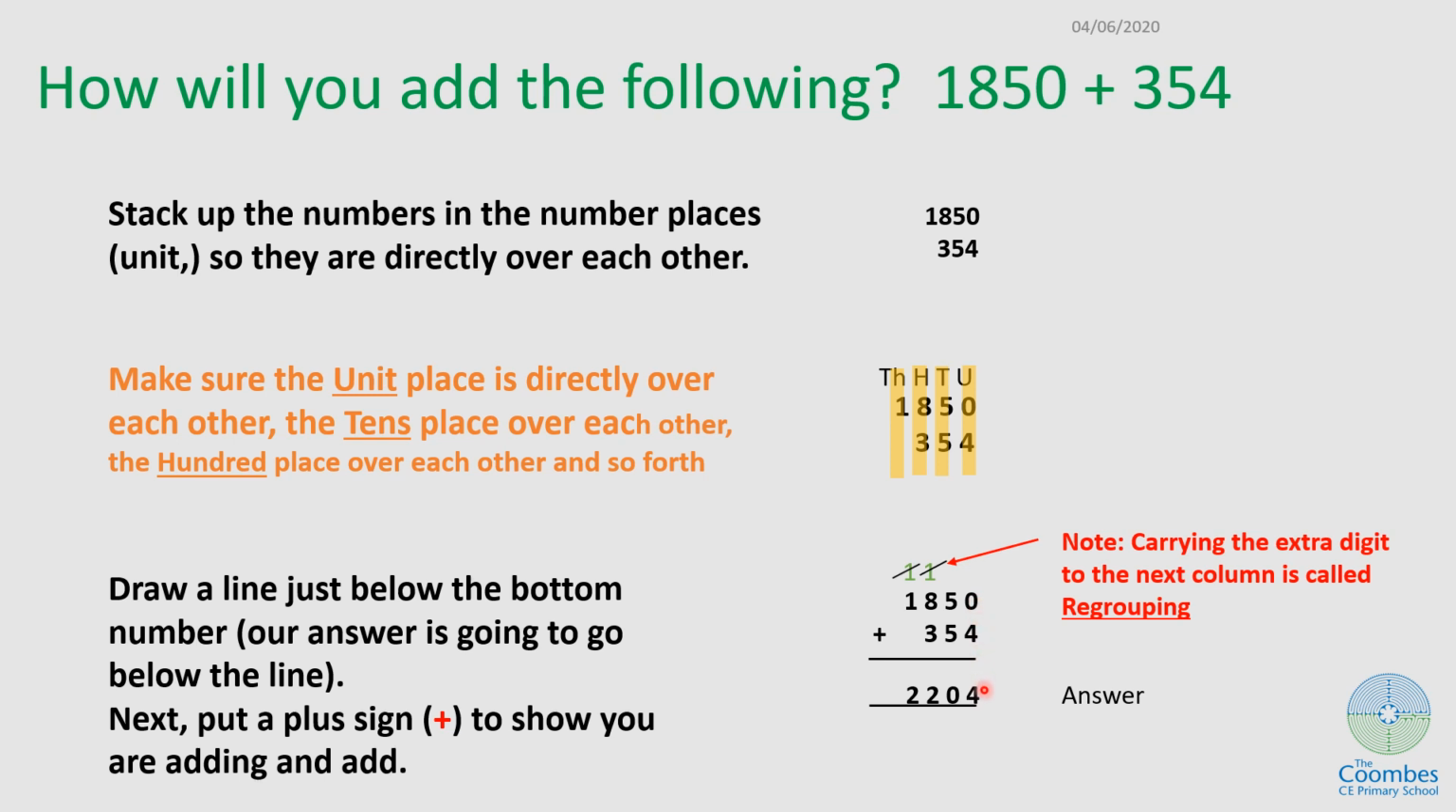0 add 4 is 4. 5 add 5 is 10. So I'll put a 0 here and put the 1 in the next column, which I'm going to add to the hundreds. So 1 add 8 is 9, and 9 add 3 is 12. So I'll put my 2 and carry the 1 there. And then 1 add 1 will give me a 2. So my answer is 2204.